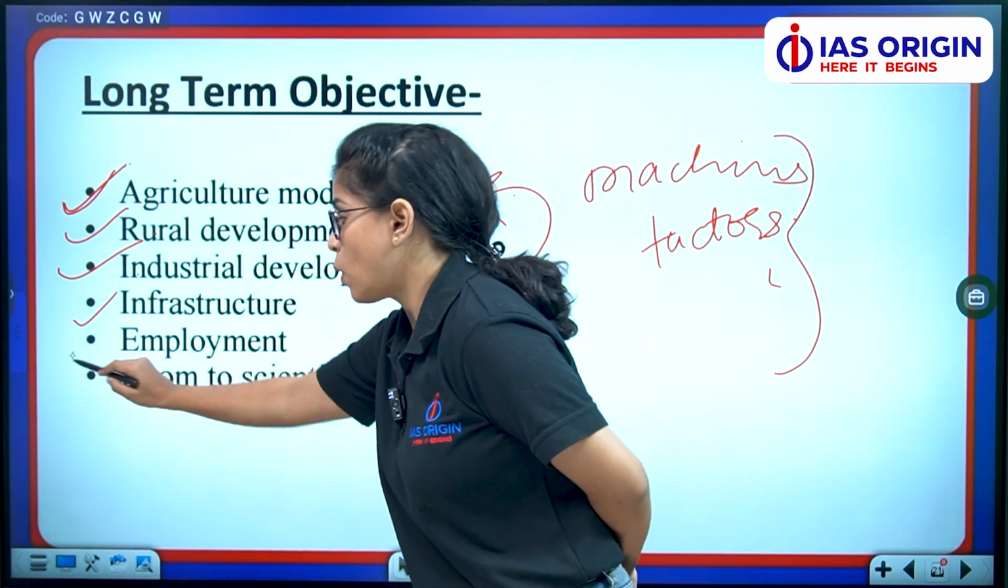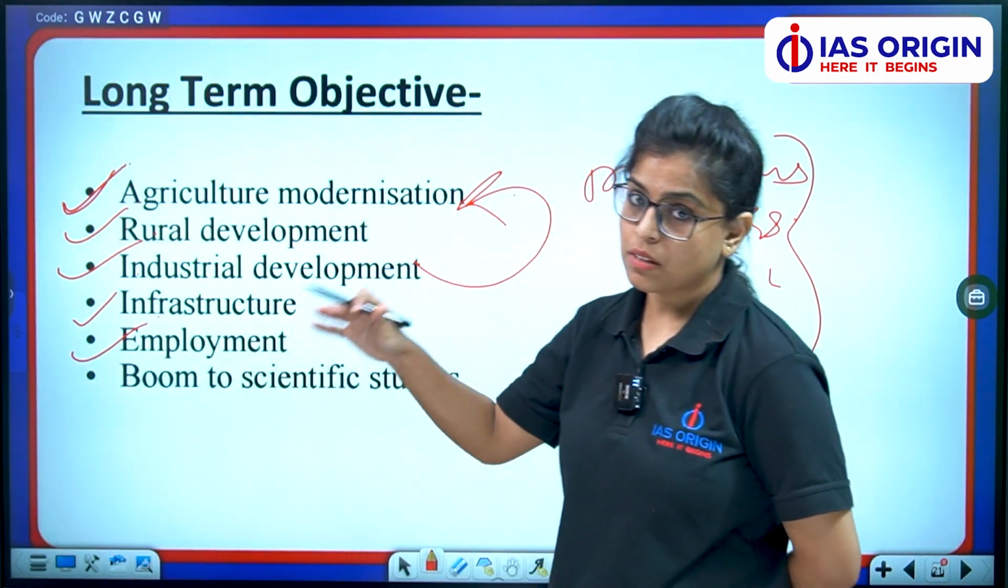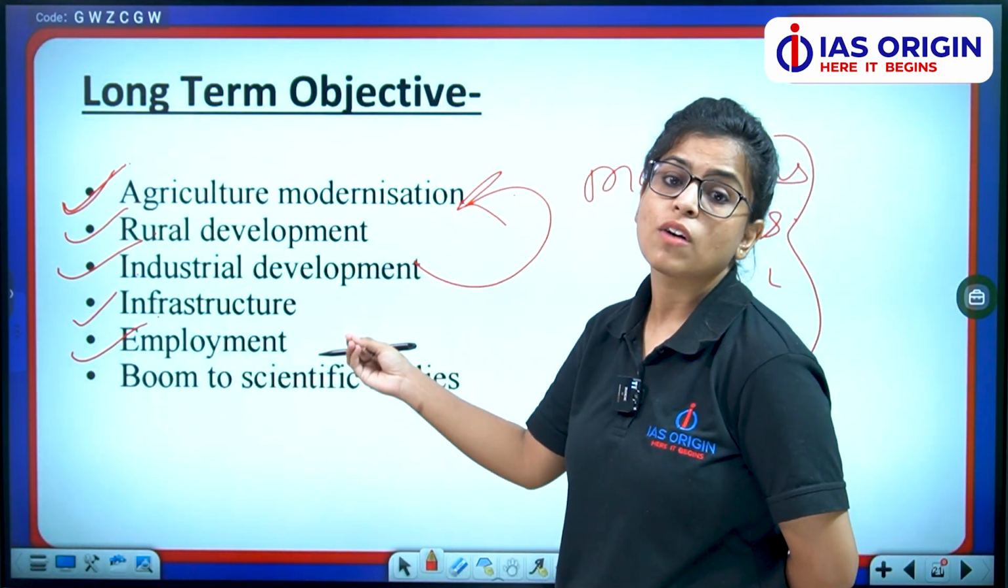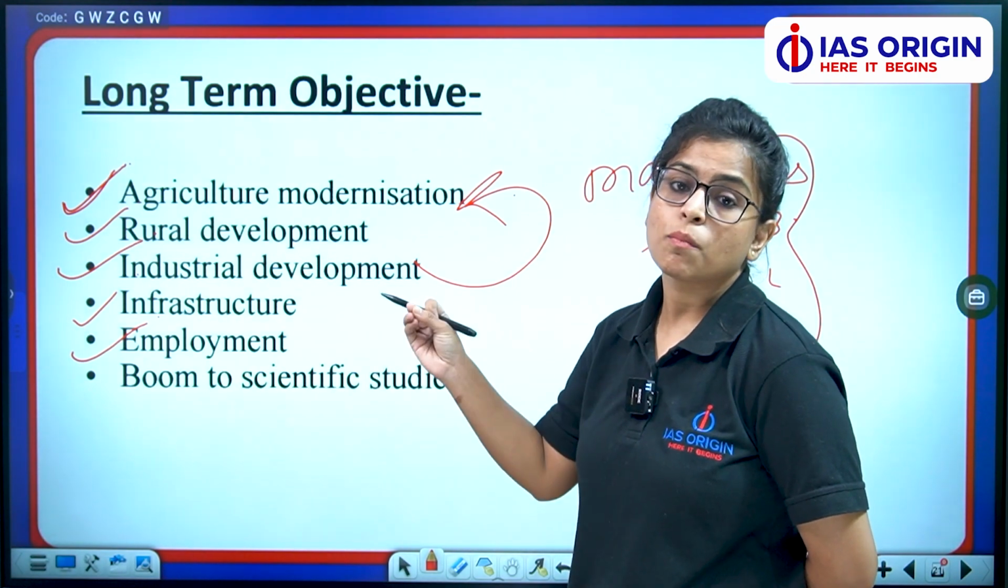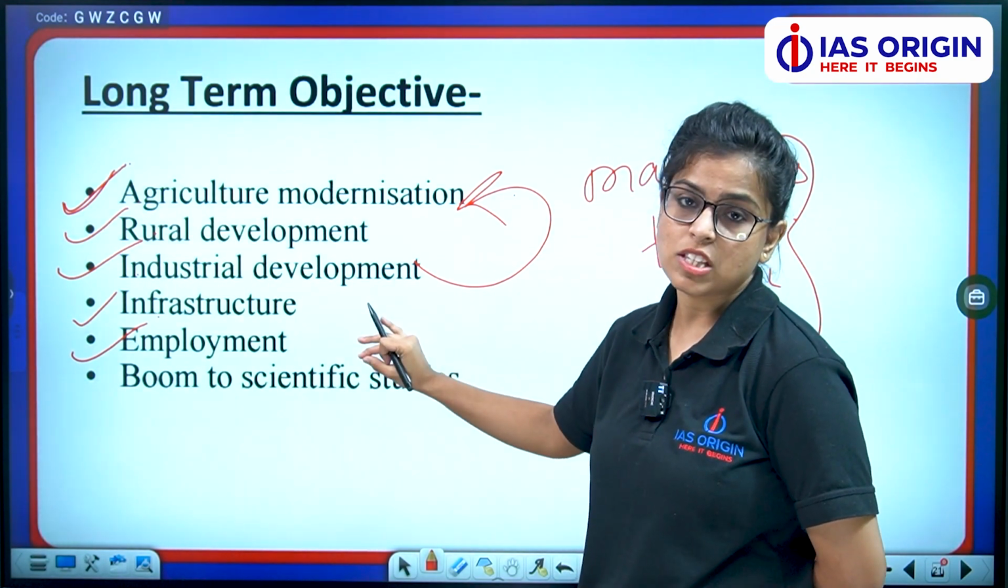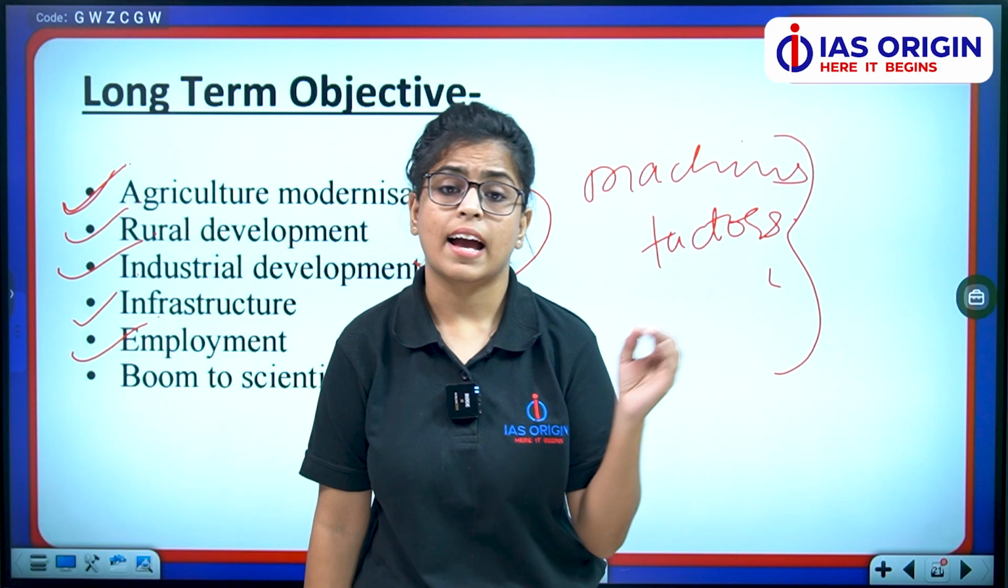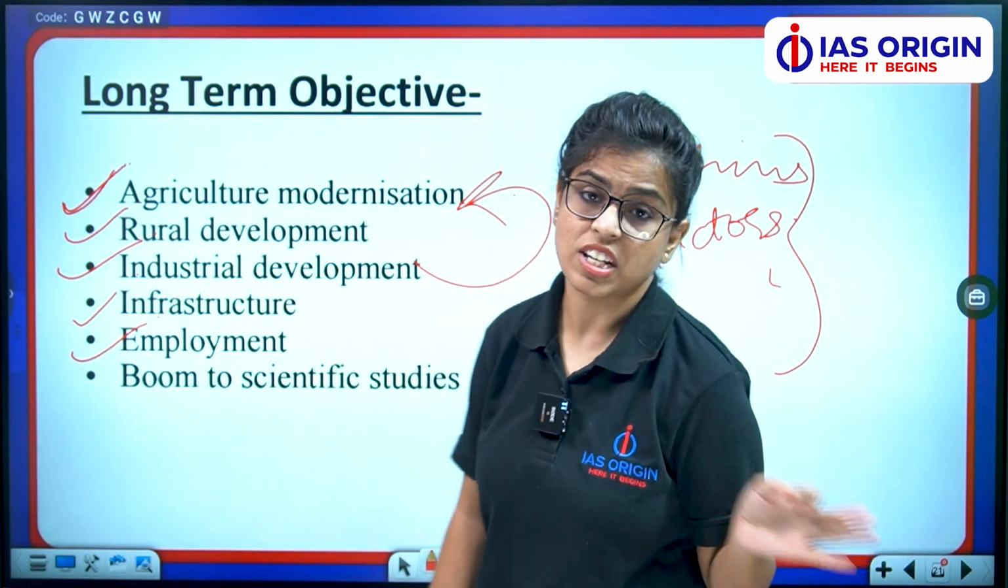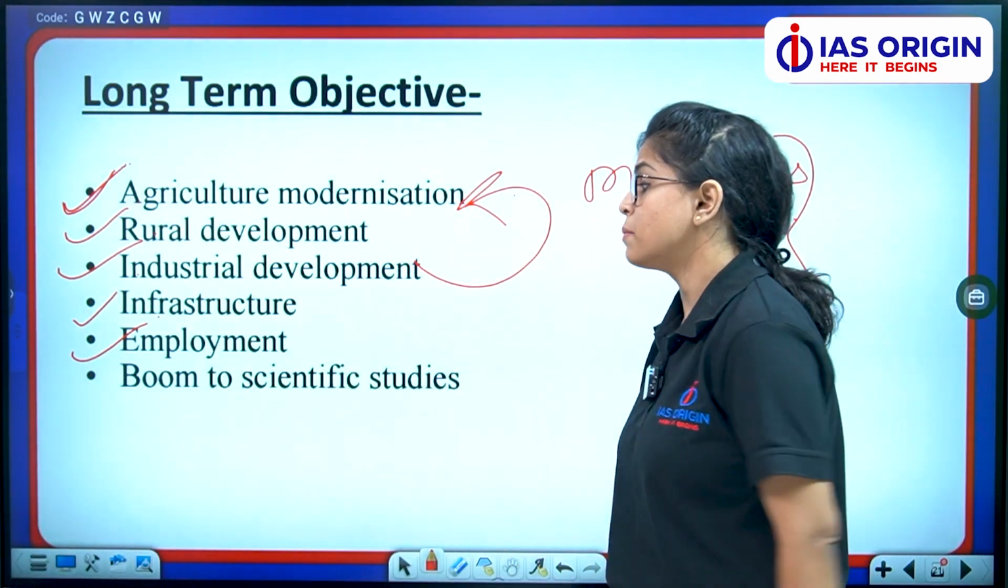And then is the employment, because the agriculture productivity increased, expansion of farmland increased, majority of the population came into the agriculture mainstream where they were working. And the marginal productivity also increased as the output was increasing on a tremendous scale.